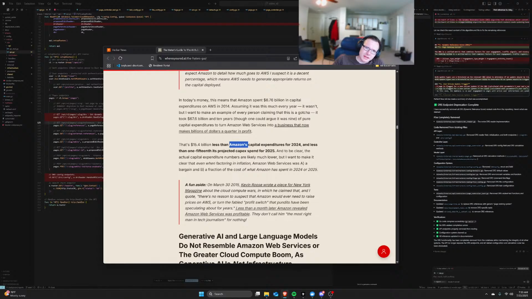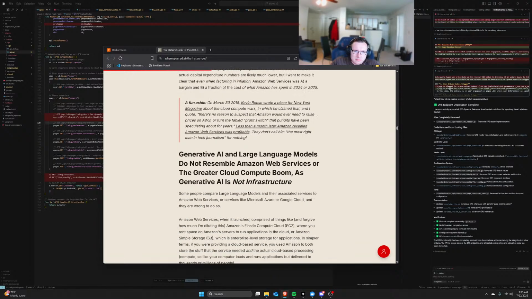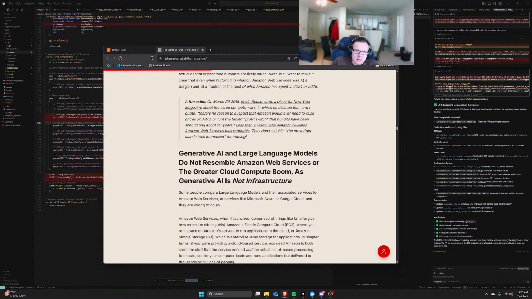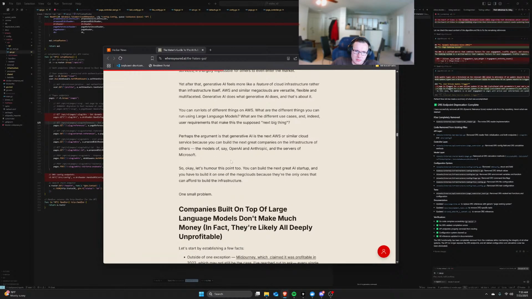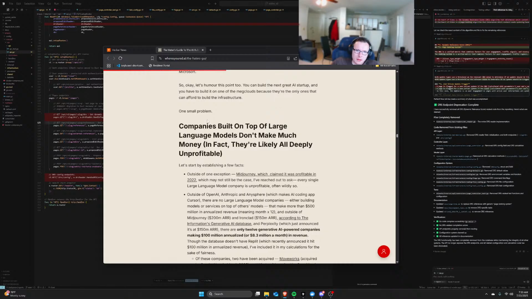Oh, so over 10 years they spent way more. Holy shit. "Generative AI and large language models do not resemble AWS web services." So they're just debating it because this is generative AI, it's not infrastructure. So he's just trying to defeat the AWS argument here because he's so annoyed with it.